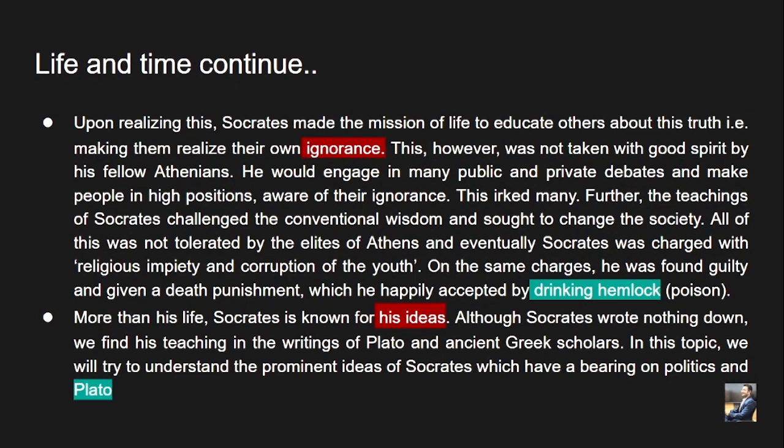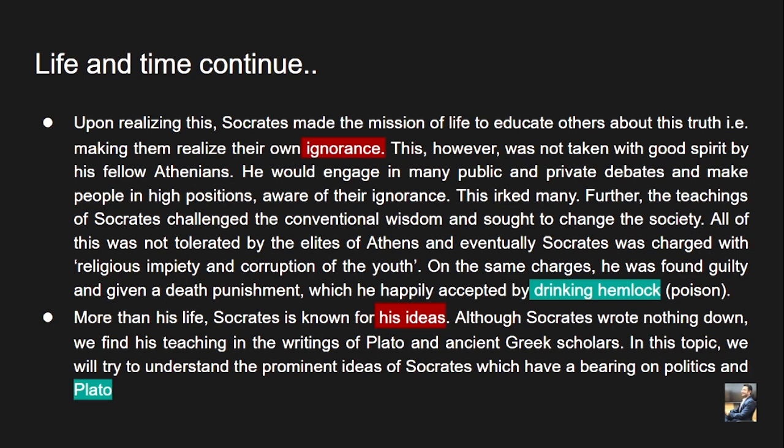Okay, so let's continue with the life and time of Socrates. Upon realizing that he knows nothing, Socrates made it his life's mission to educate others about this truth. What truth? That we are ignorant about the true knowledge that we should know. This, however, was not taken in good spirit by his fellow Athenians. He would engage in many public and private debates and make people in high positions aware of their ignorance.